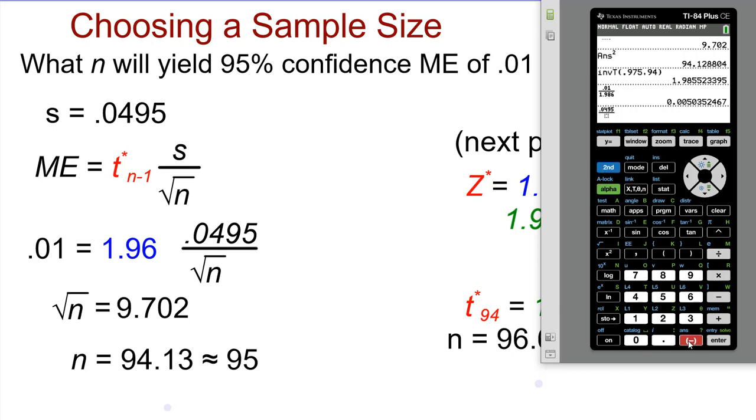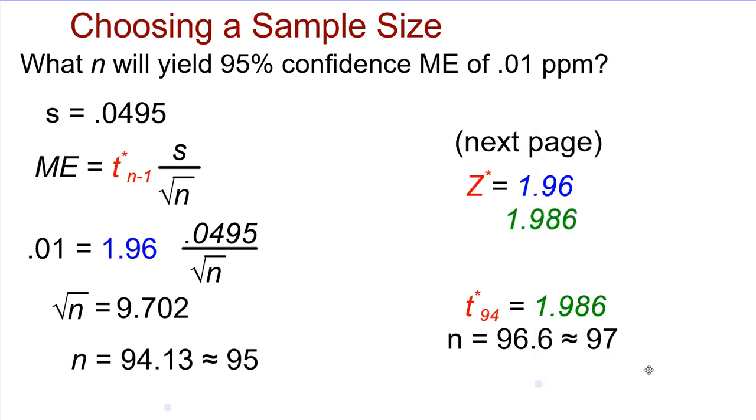So second ANS. Okay, and that's going to be just like here, the square root of n is going to be that value. So I got to square it, and that'll give me my new estimate. And again, we can't have 0.6 of a person, so we round up to the nearest whole number, which is 97 people. So what sample size would we need in order to get a margin of error of 1% parts per million for this other one?